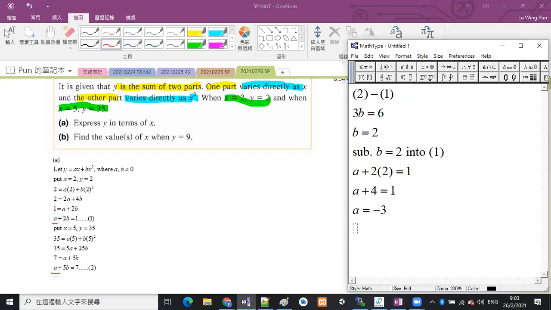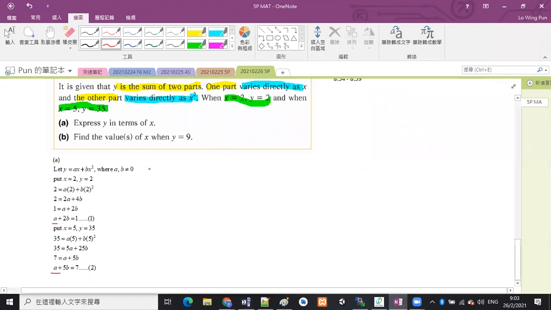Okay, and finally, after finding out the unknowns, then we just write down the complete information of the equation. Therefore, y is equal to a, that is negative 3x, plus b, that is 2x squared. And there is nothing more to be simplified. So that is the final answer of part A. Is that okay? And then part B.